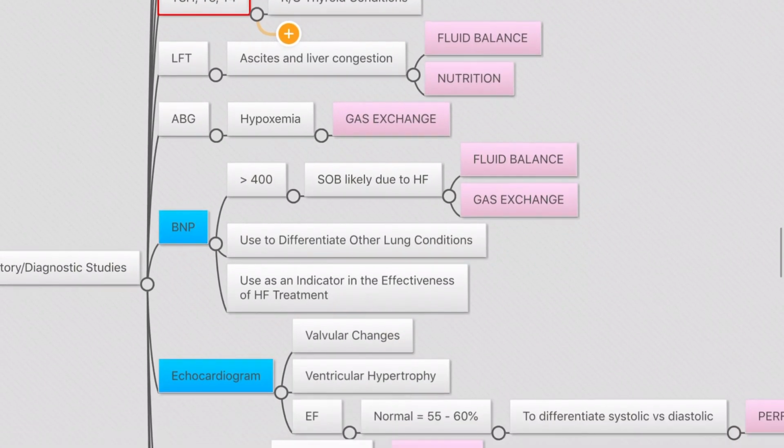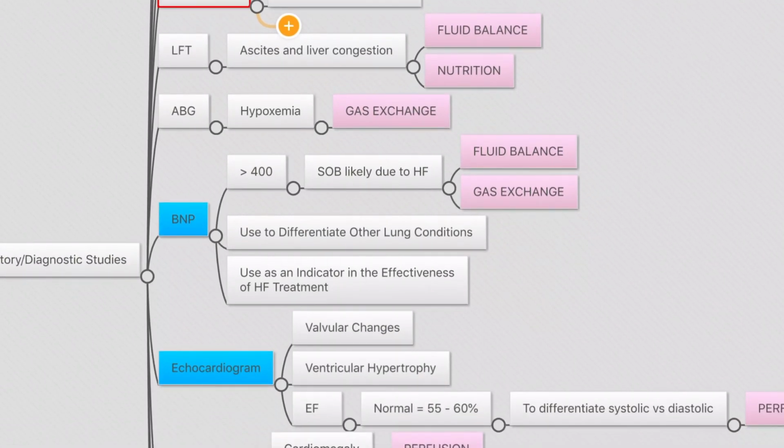Now, if a patient has an acute, unstable, developing heart failure and developing severe shortness of breath, sometimes they might do an ABG, we call it arterial blood gas, to determine any hypoxemia. So you're going to learn about ABG in the next semester. So that will be a gas exchange concept.